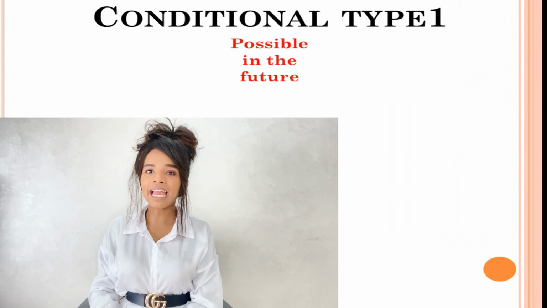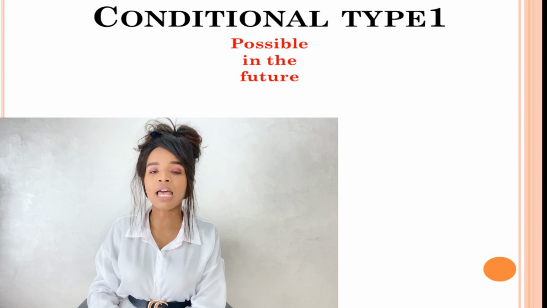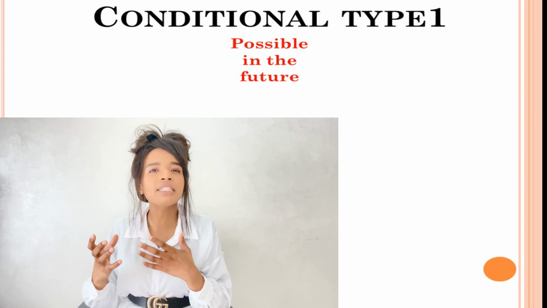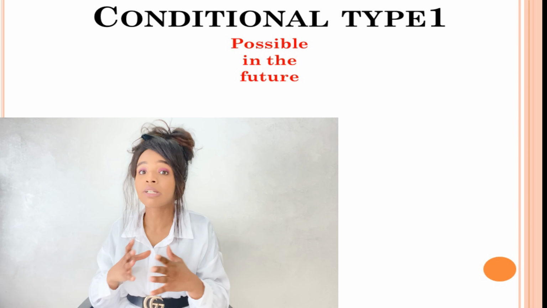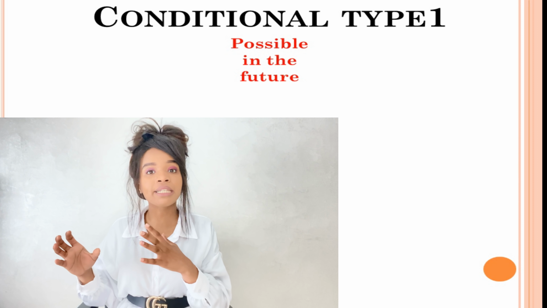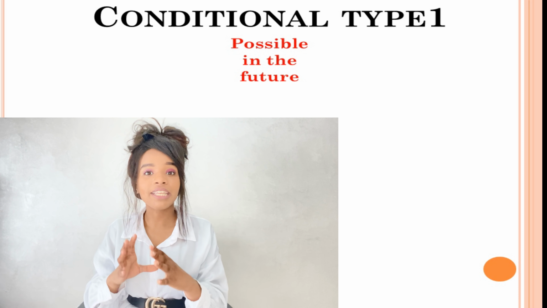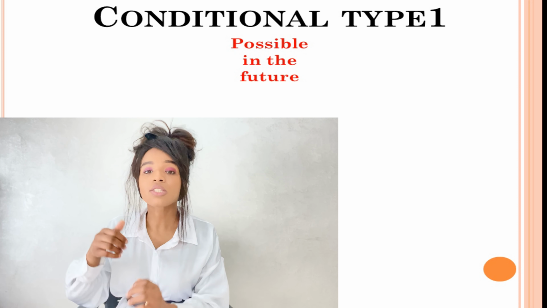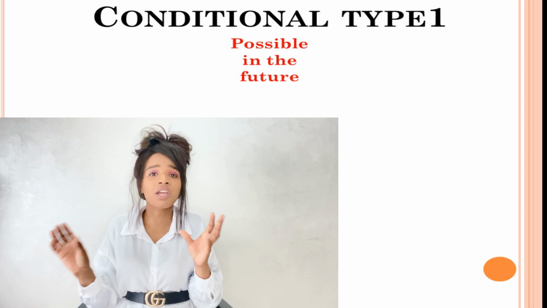Let's explain the conditional type 1. When we use the conditional type 1, we use it when something is possible in the future. So possible in future. يمكن توقع يمكن لا. 50% 50% لا. So here it's the conditional type 1. So it's possible in future. ممكن متوقع ممكن ما توقع.